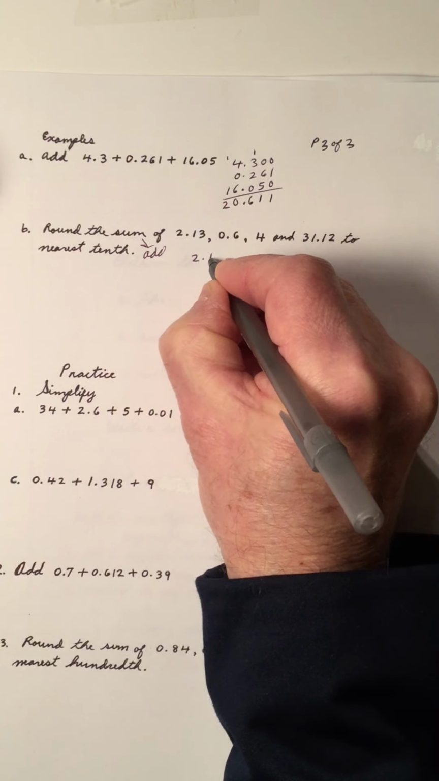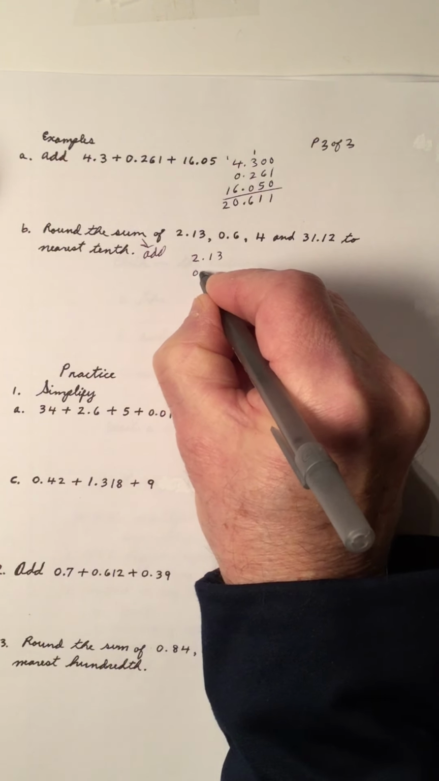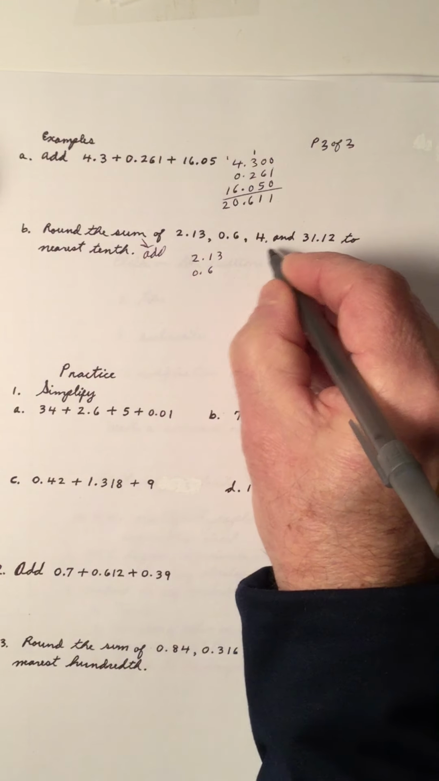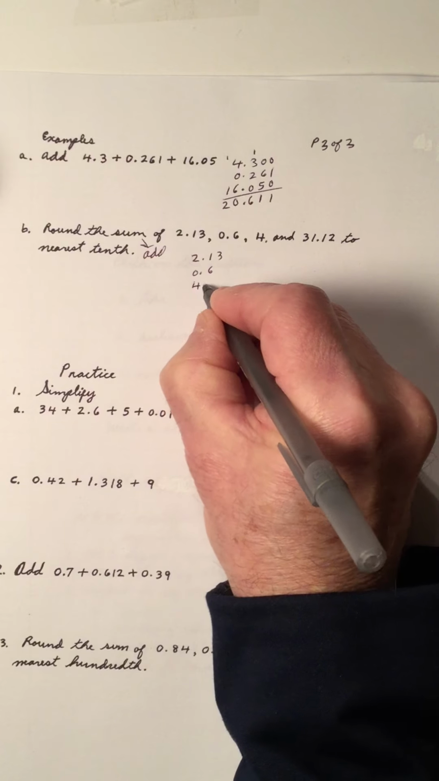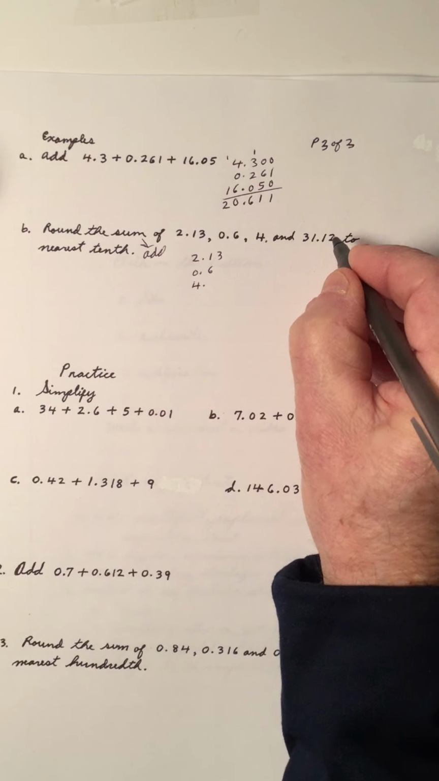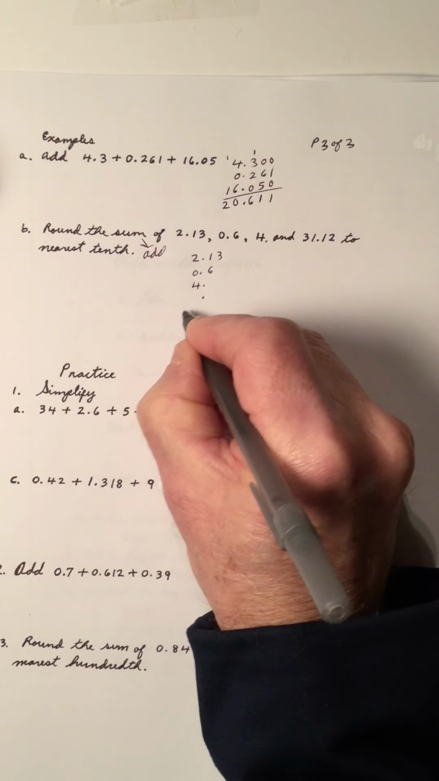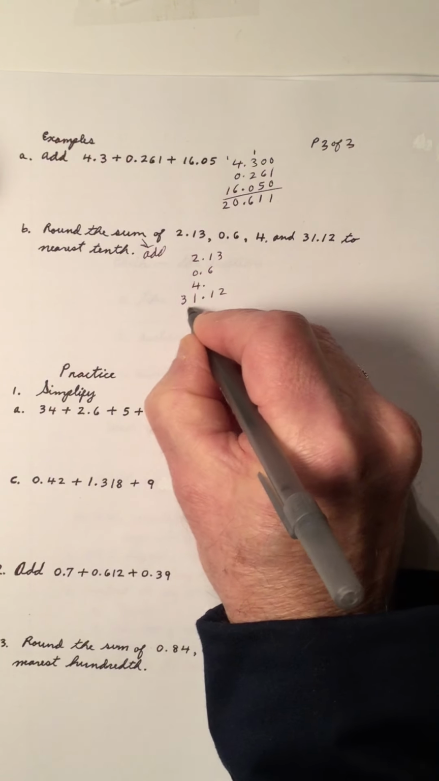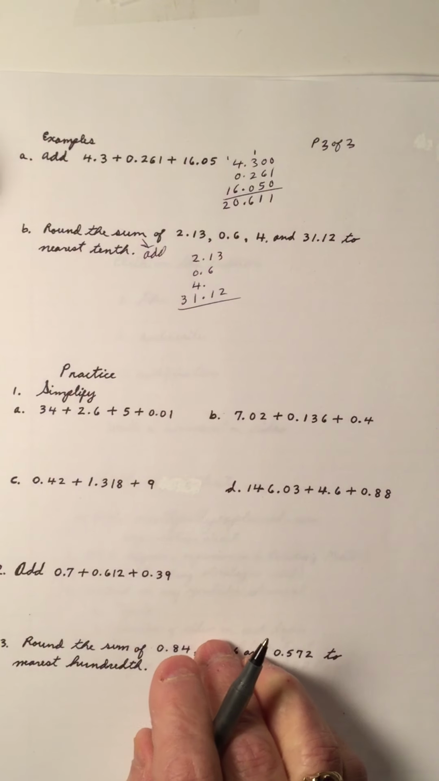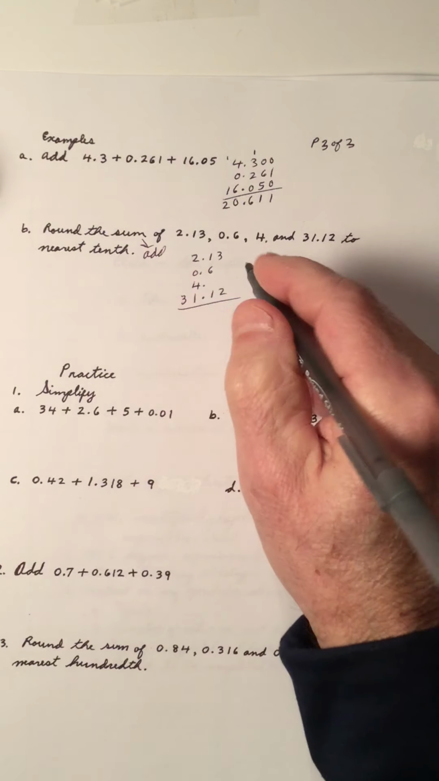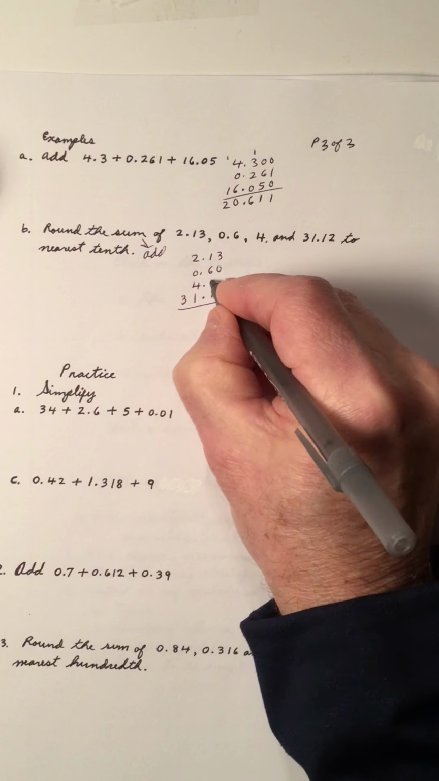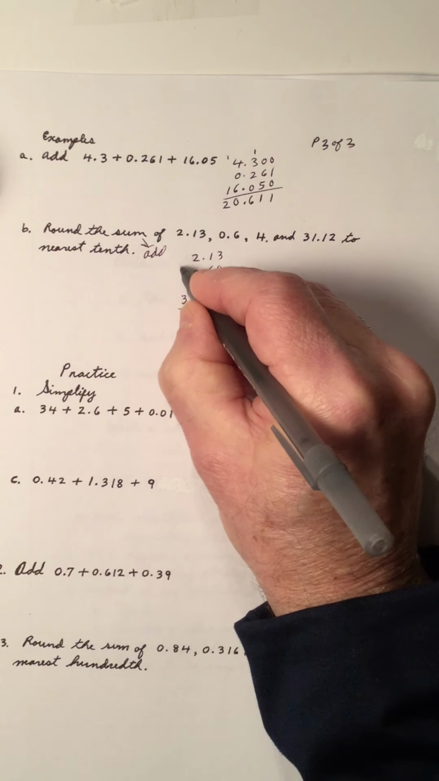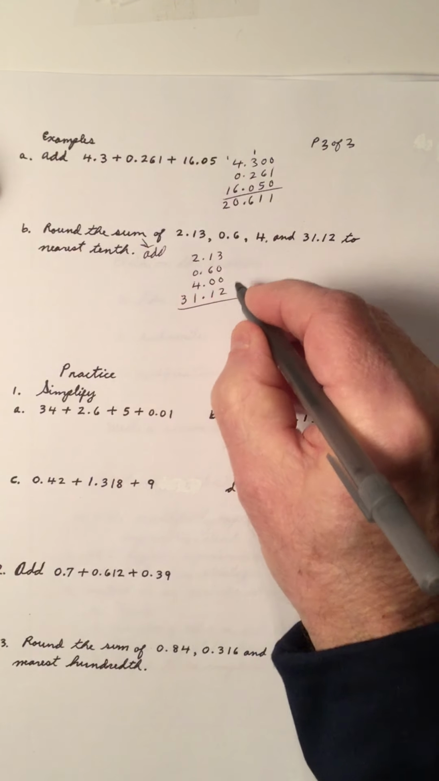So 2.13, 0.6, 4. The decimal is always on the right, so there's a 4 right there, decimal. And 31.12. So decimals there, 31 and 12. Again, the more decimals you have to add, the more you should think about keeping the zeros in order. You don't have to put zeros here. You can if you want, but they're not going to affect the answer.